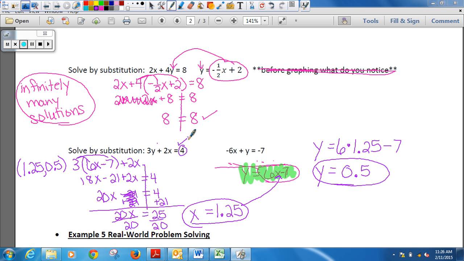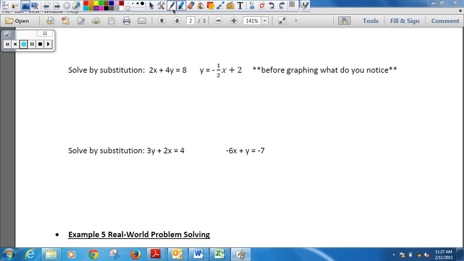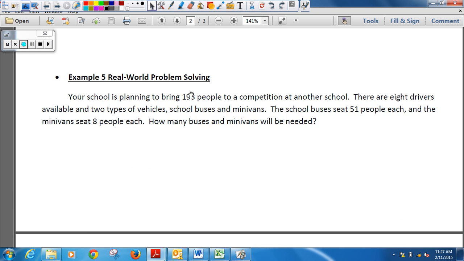To check it out in the second equation, I would do the following. Negative 6 times 1.25 plus y, which is 0.5. When I do that, my calculator gives me negative 7, so it checks out in the second equation. That means this has one point of intersection, so it only has one solution of 1.25, 0.5.